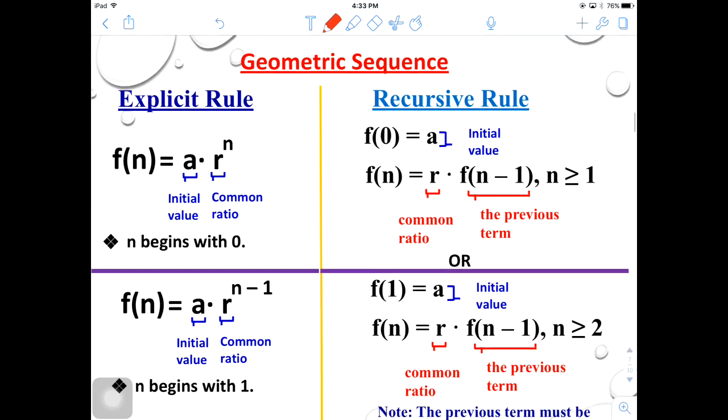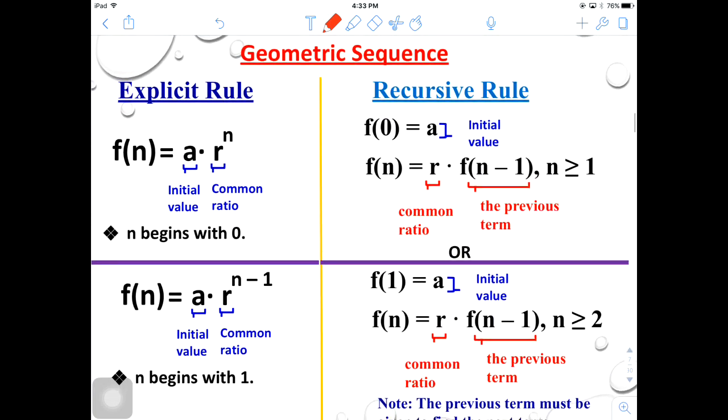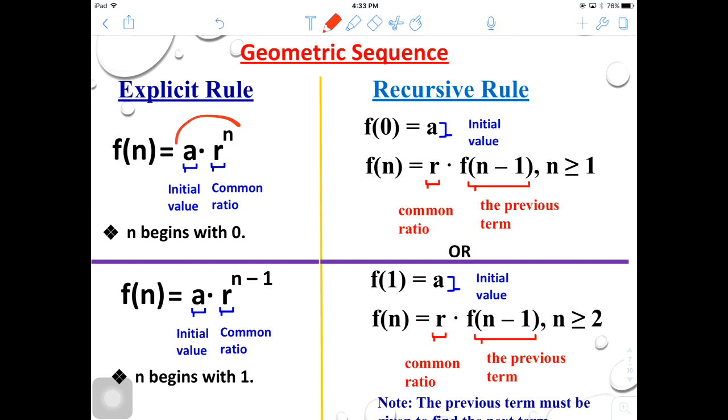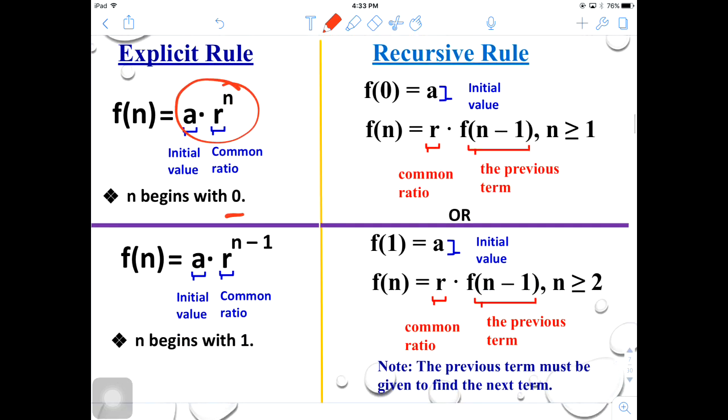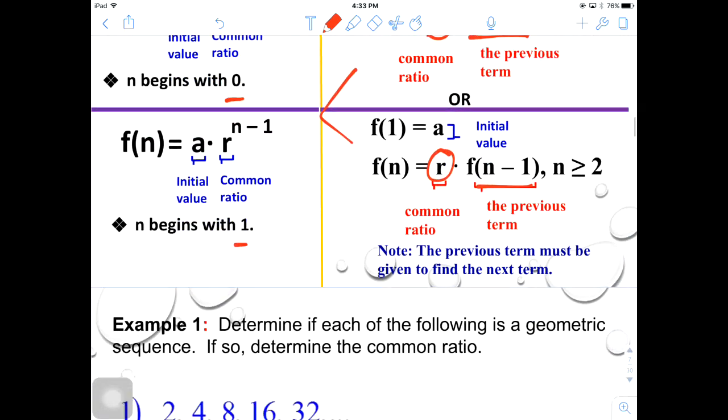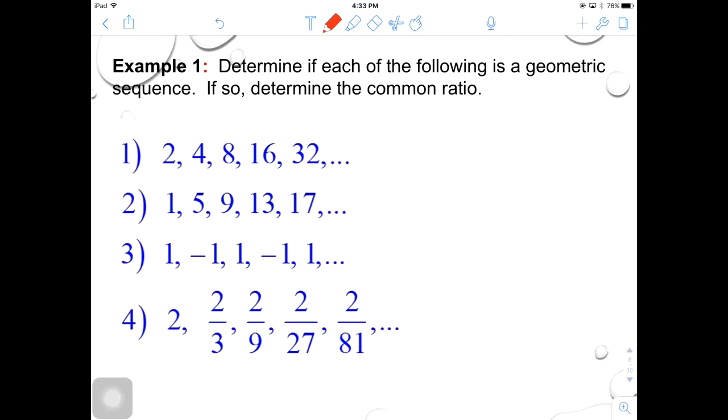Here are the two formulas again for explicit and recursive. The formula is f of n, for the term that begins with 0, a times r to the n power. For the one that begins with the first term being 1, it'll be a times r to the n minus 1. The recursive rules are the same as the previous one: you take the ratio times the previous term. So it's always ratio times the previous term. Let's take a look at an example and how to apply those formulas.